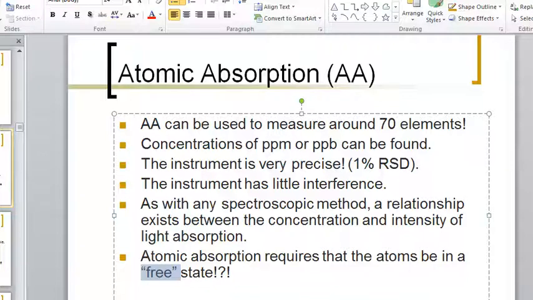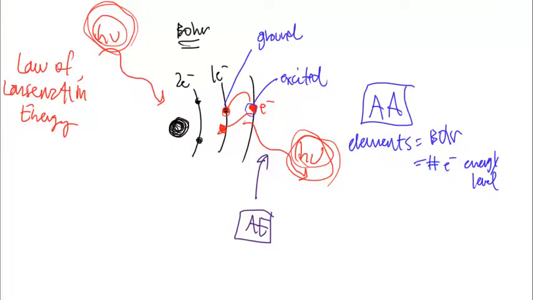Now, what do I mean when I say freed state? Think of it this way. Let's say that I take salt from the pantry. That salt is not in a freed state at all. The sodium and the chlorine are bound up together in a compound. Because of that, this sodium, even though it's a metal, is probably not going to be detected in the AA instrument. I've got to do something else to it first.